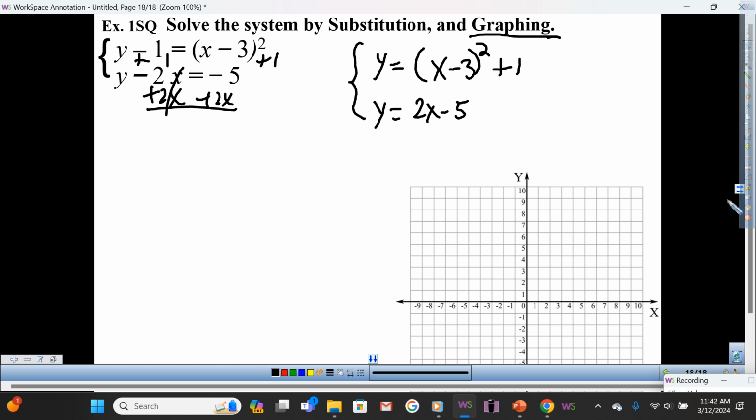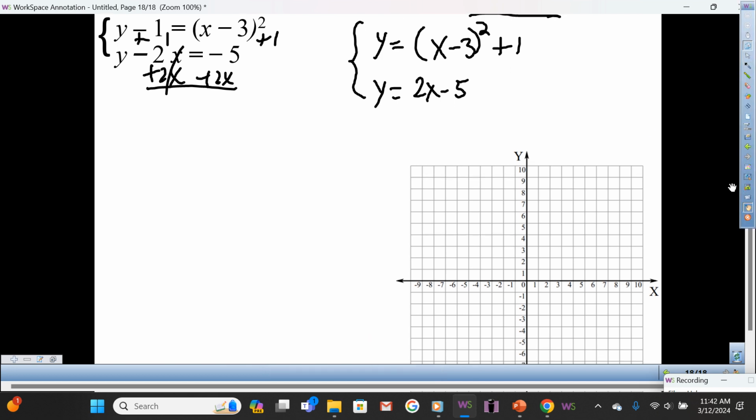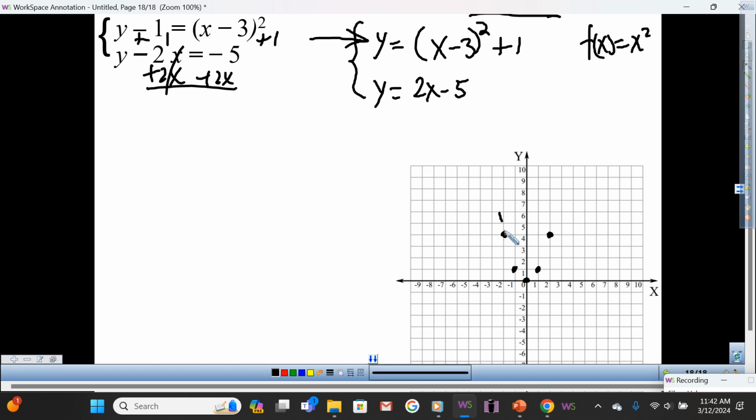All right, look up. Going to go pretty fast, so stay focused. I'm going to start with the top one this time. What is the parent function of that one if I change this to g of x? What would be f of x? f of x equals x squared, is that correct? Which means it's 0, 0, 1, 1, 2, 4, negative 1, 1, negative 2, 4. It's right there.